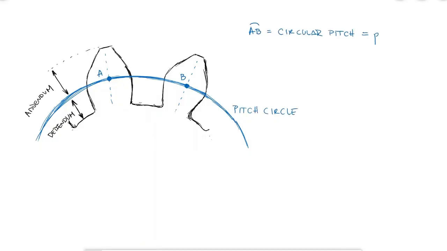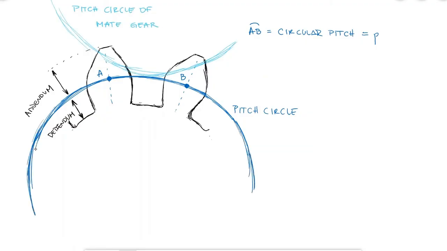When one tooth of a spur gear is in contact with the tooth of another gear, the point of contact will slightly shift as both of them are rotating. The average location of the point of contact occurs exactly at the pitch circle. Alternatively, you could just picture that the pitch circle of one gear will intersect with the pitch circle of the mating gear. This pitch circle has a diameter that we will call the pitch diameter.